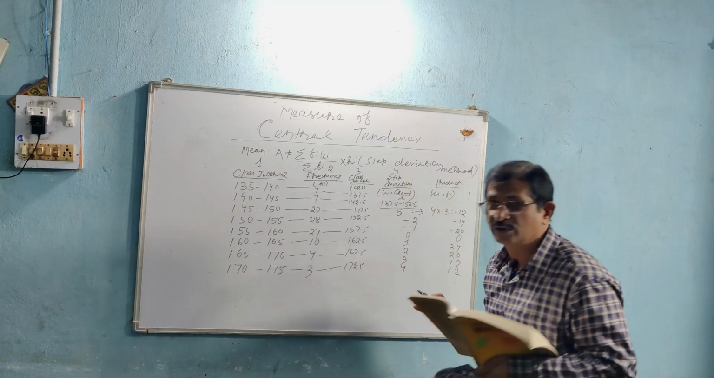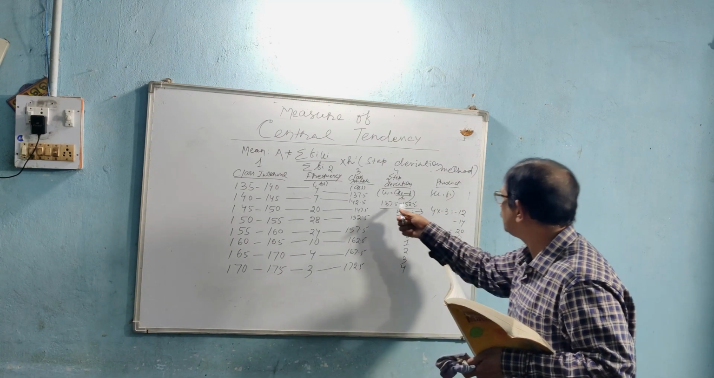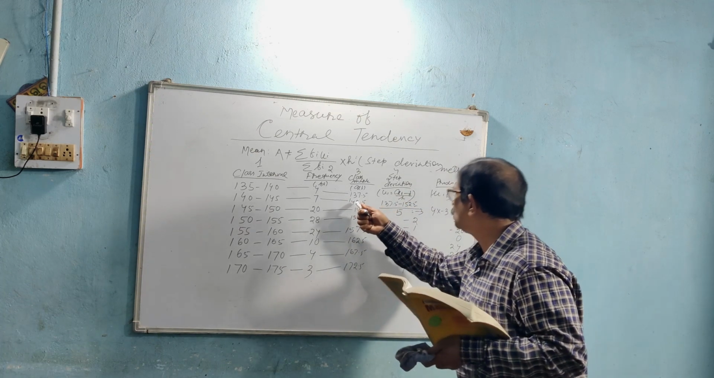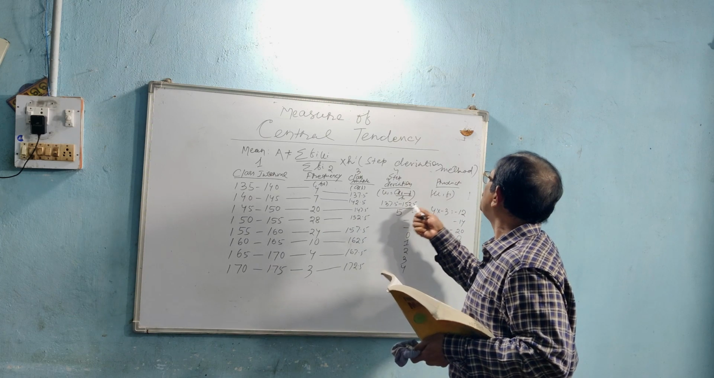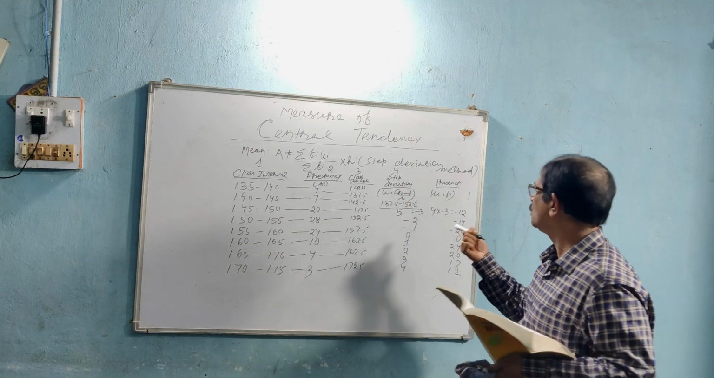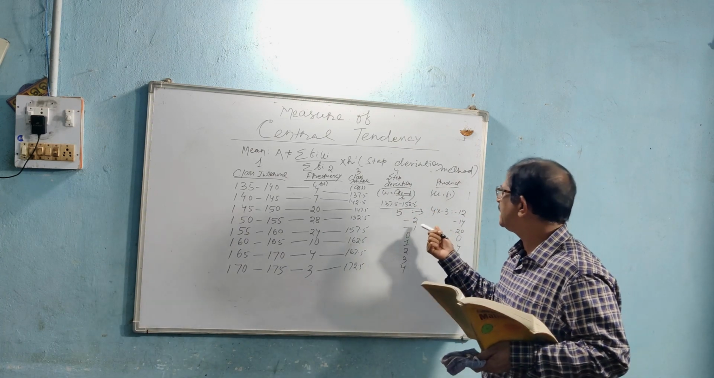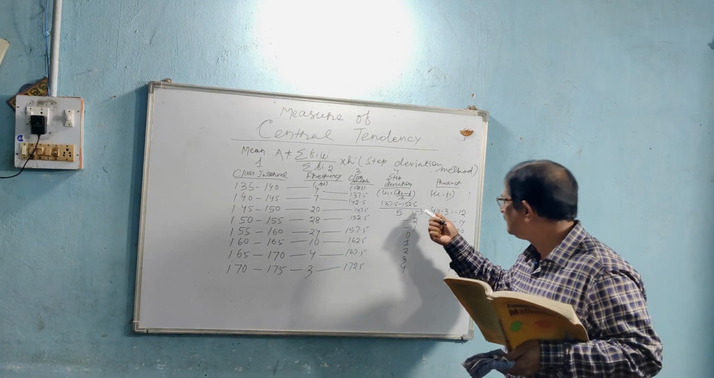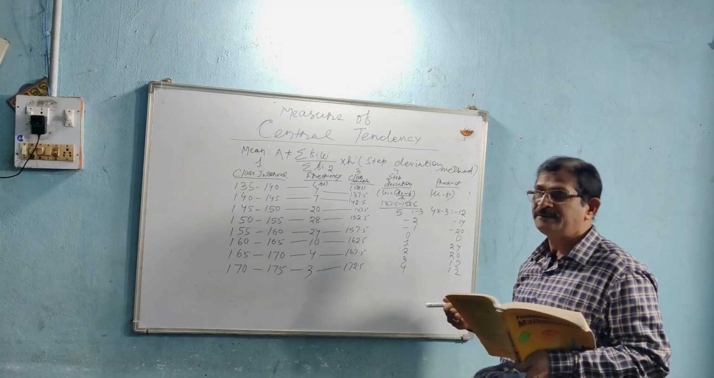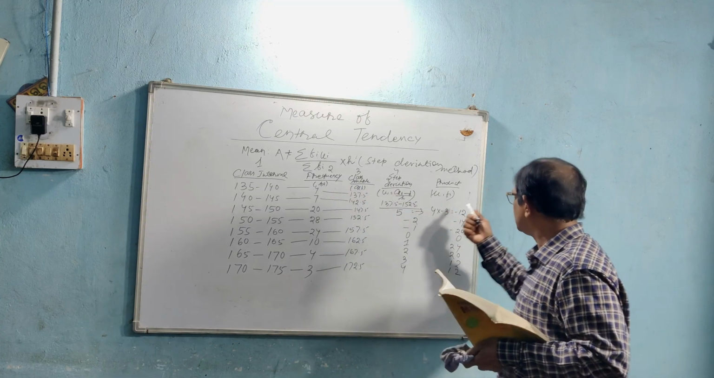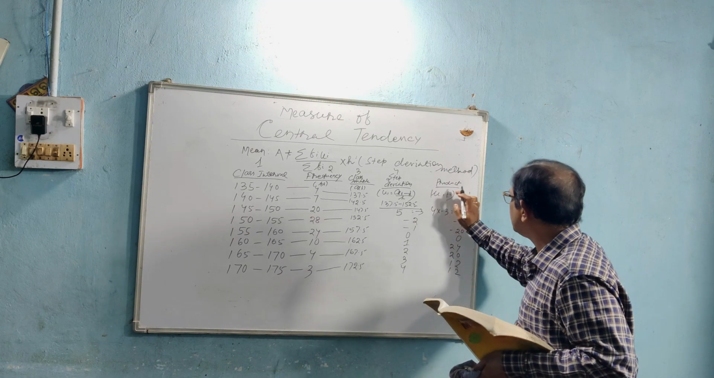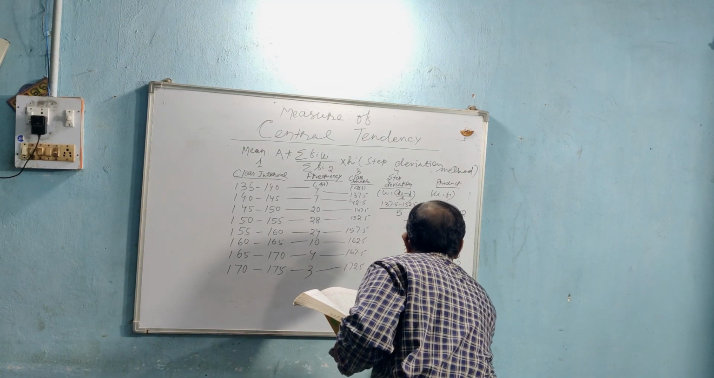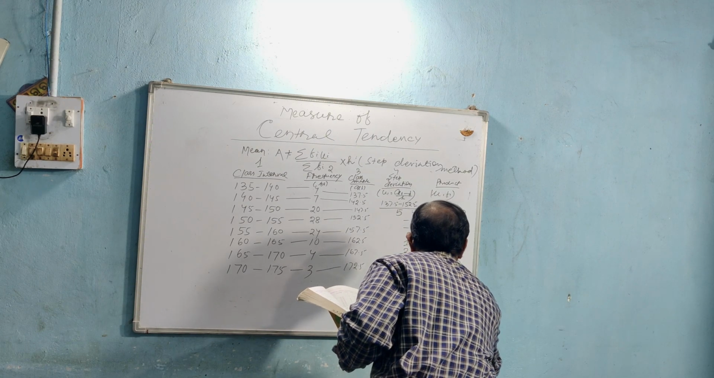So don't confuse yourself. Minus 1, I have taken the first one. Accordingly 142 minus 152.5, you are getting minus 10. Minus 10 by 5, because you have taken that h as 5. So in this way you are getting u1. Each u1 has been multiplied and you are getting u1 f1. Then you find out sigma u1 f1.